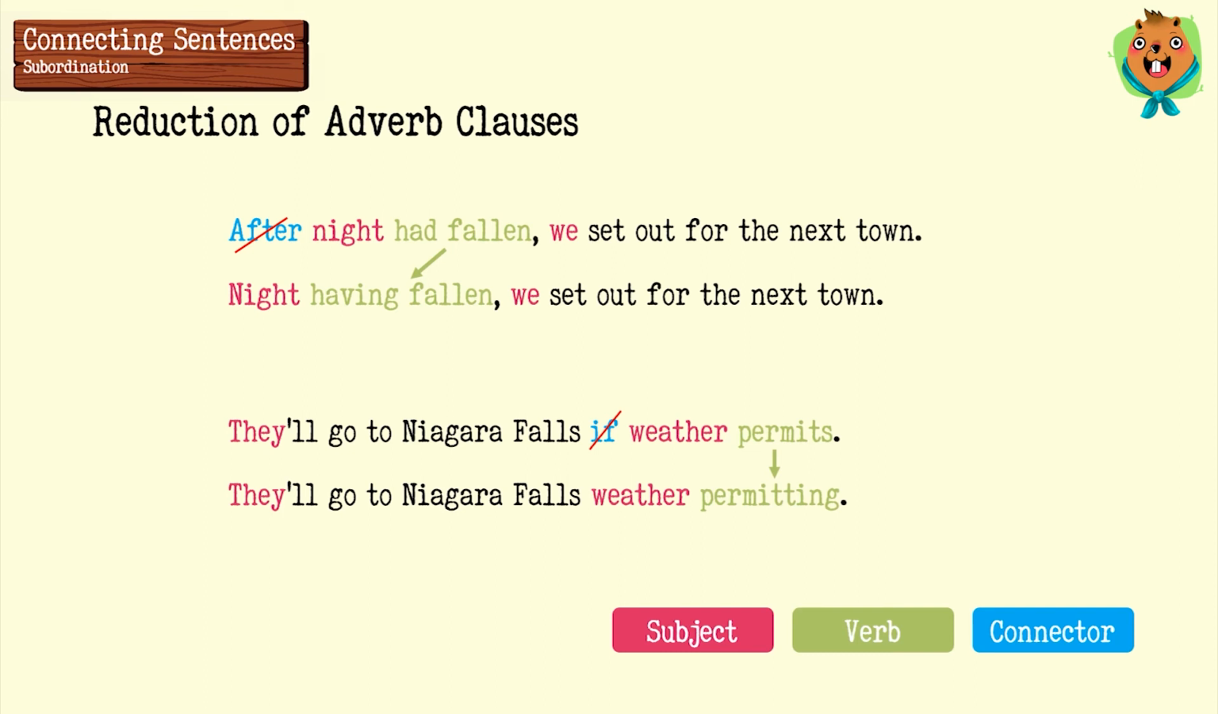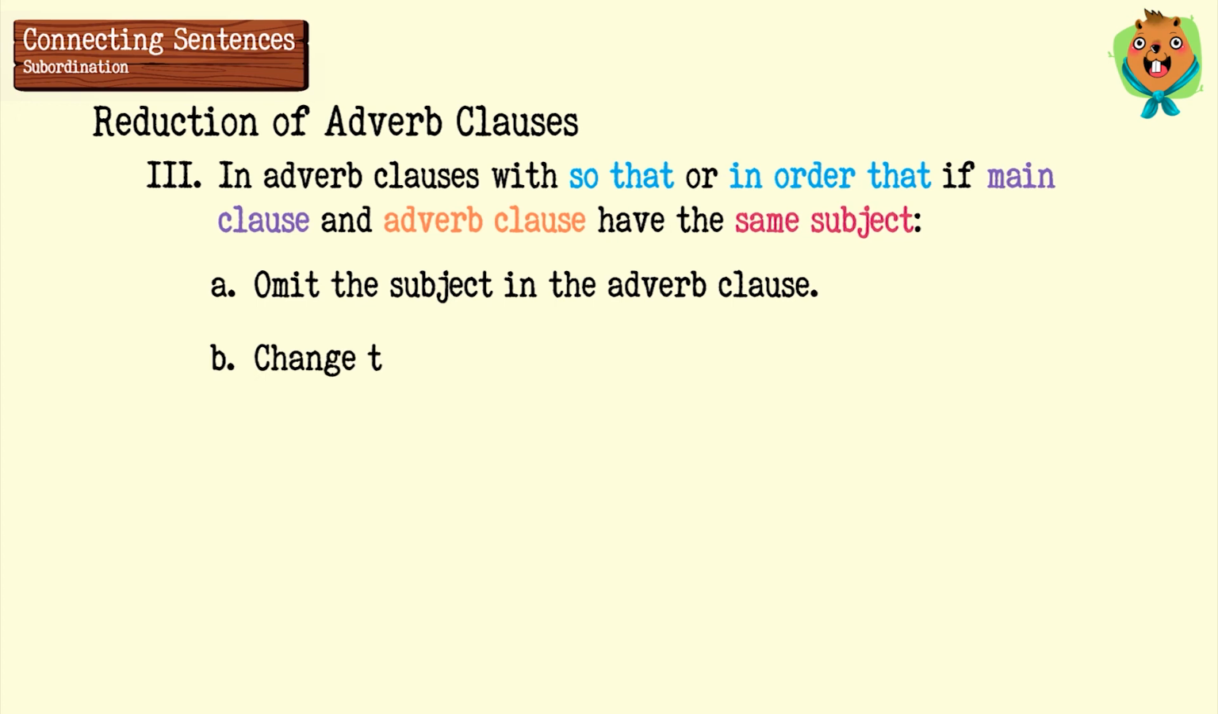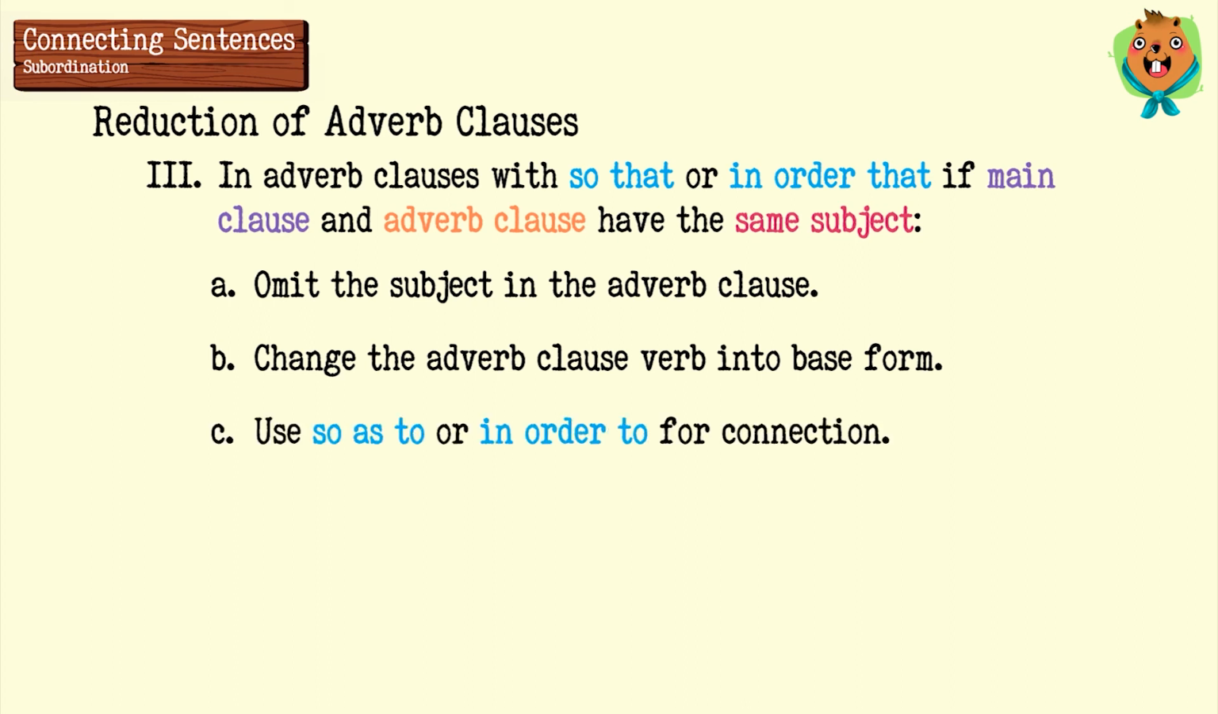There's another method of reduction worth mentioning, even if it is not applicable to all adverb clauses. In this method, it is possible to reduce adverb clauses with the conjunctions "so that" or "in order that." It is possible to reduce these clauses if you have the same subject in both clauses, both in the main clause and in the adverb clause. In order to reduce such clauses, first we omit the subject in the adverb clause. We turn the adverb clause verb into the base form, that is the form without any tense, and then we use "so as to" or "in order to" for connection instead of "so that" and "in order that."